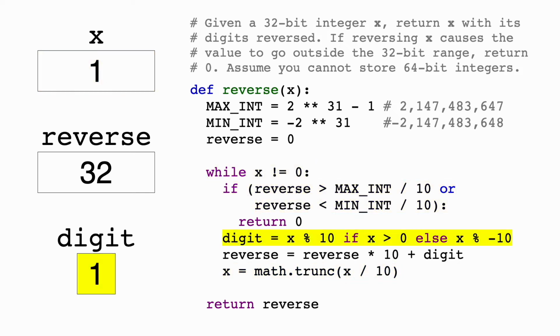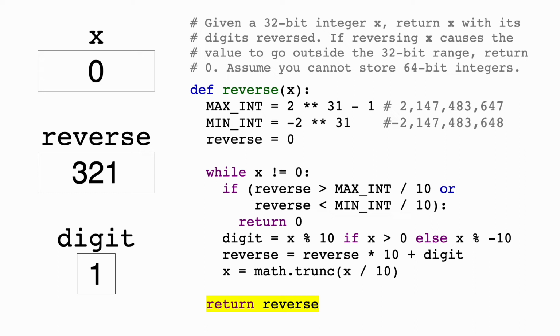So 1 mod 10 is 1, and 32 times 10 is 320, plus 1 equals 321. Finally, 1 divided by 10 is 0.1, and then truncated is just 0. Now x does equal 0, so we exit the loop and return reverse. And as you can see, we reversed 123 so that it's now 321, and we're done.